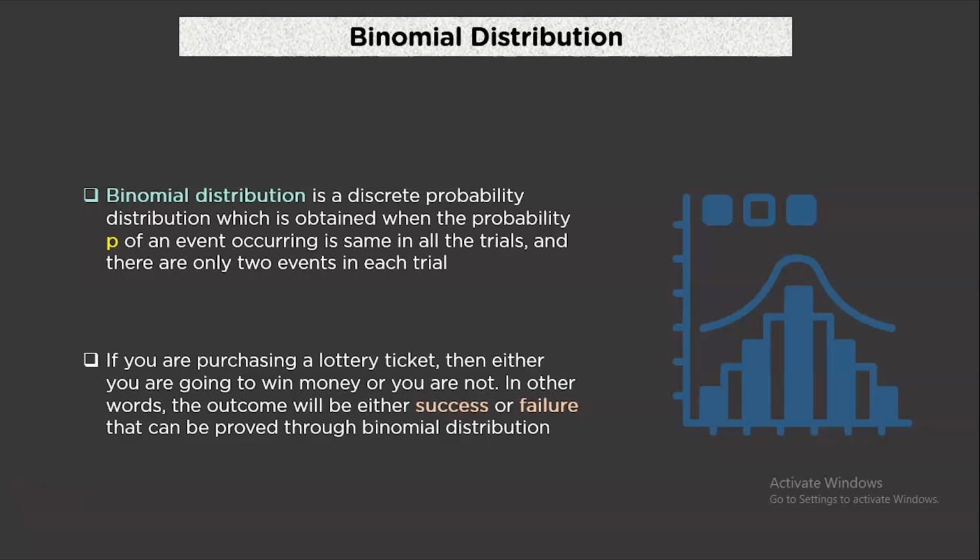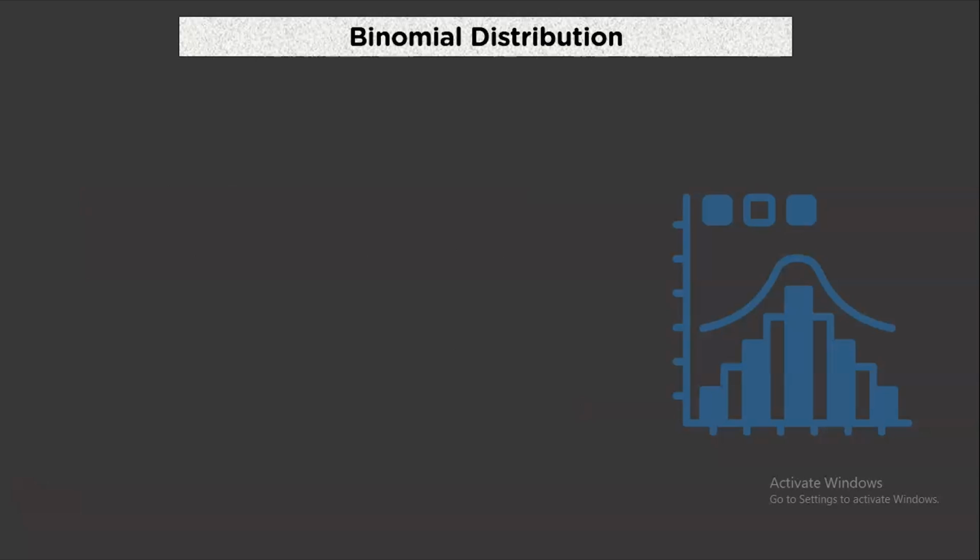Here is a real-life example of a binomial distribution. Suppose you purchase a lottery ticket, then either you are going to win the lottery or not. In other words, the outcome will be either success or failure, which can be proved through binomial distribution.